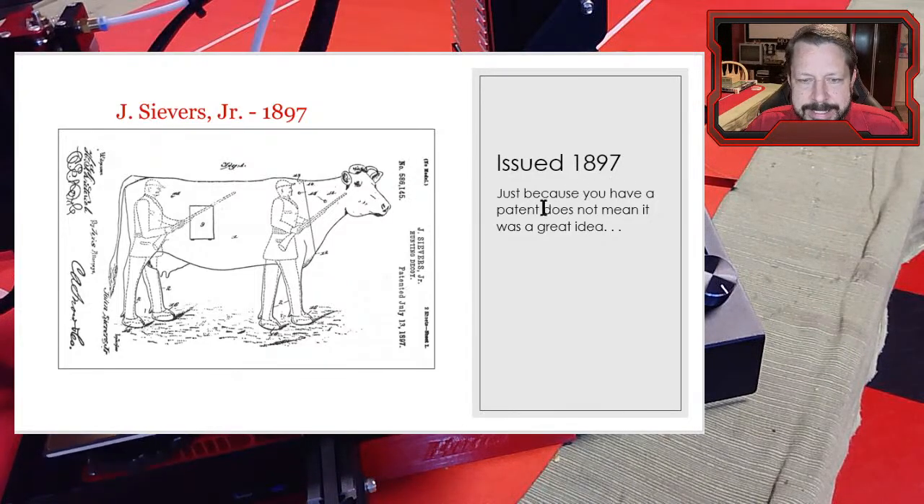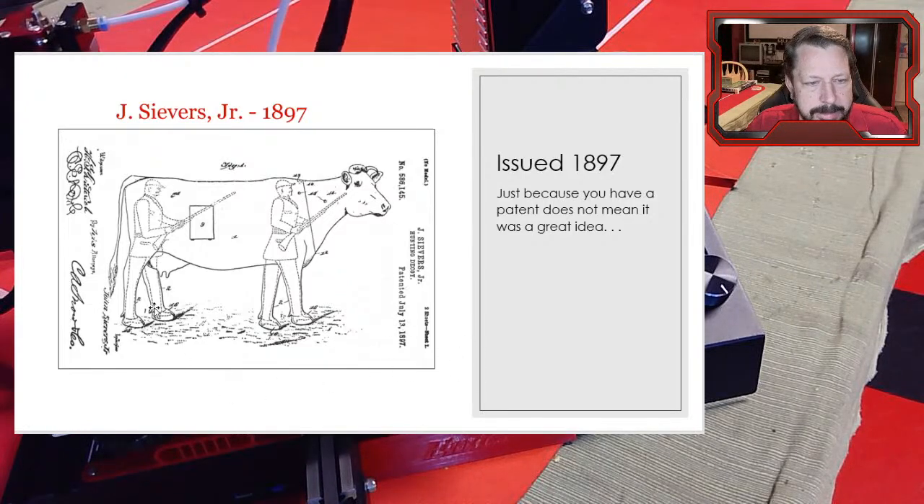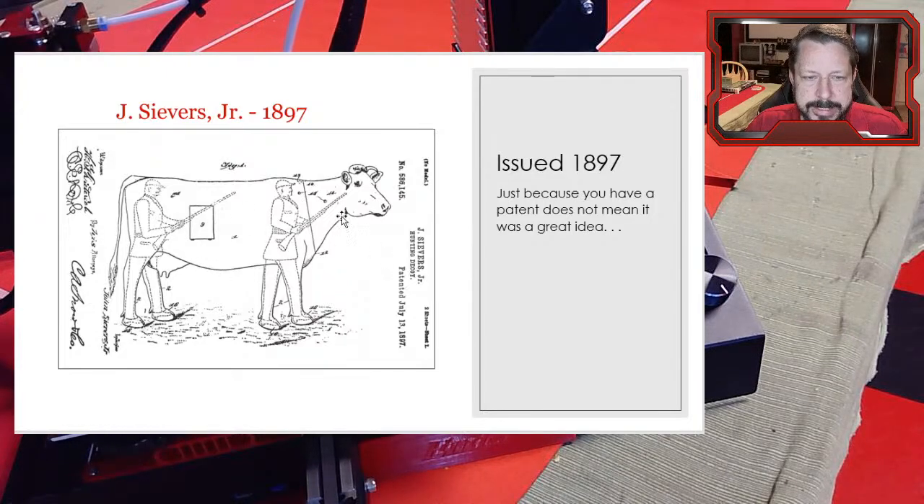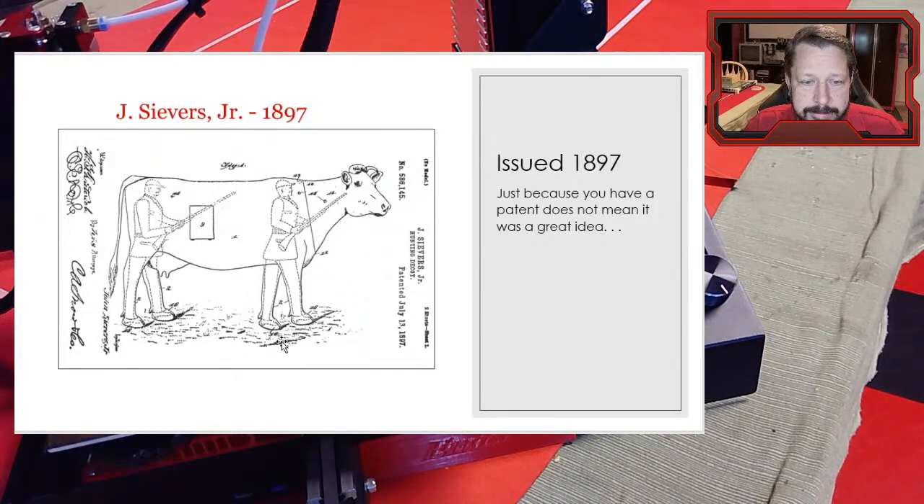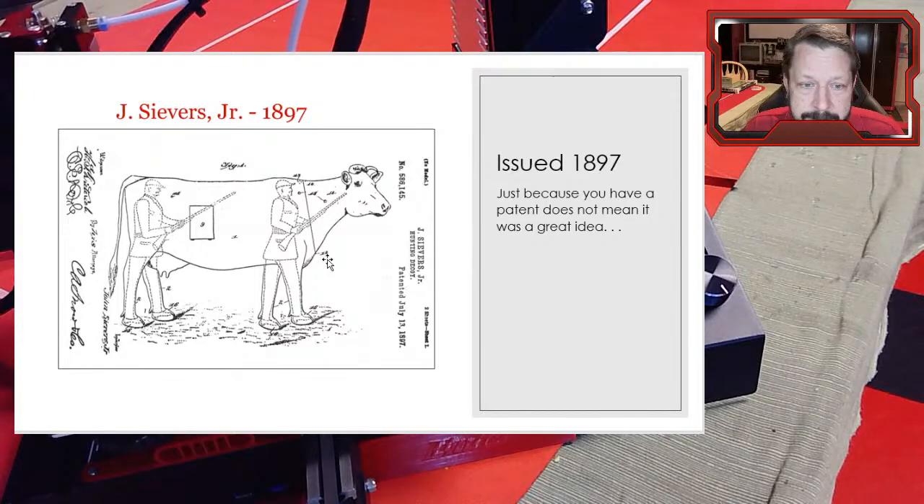But this one's in 1897, July 13th. And it's some kind of duck blind for some hunters inside a cow costume. I never did go back and look and see if this was ever produced. It may have never even been made.